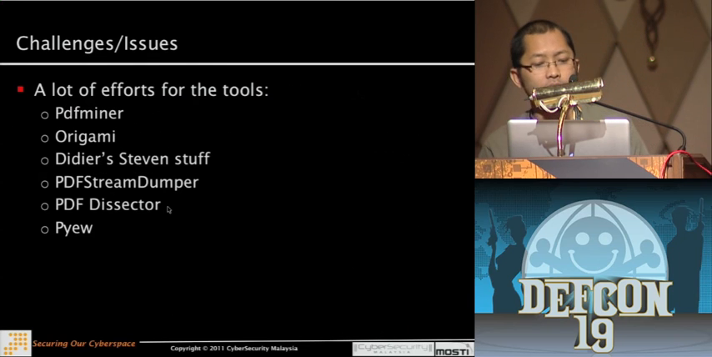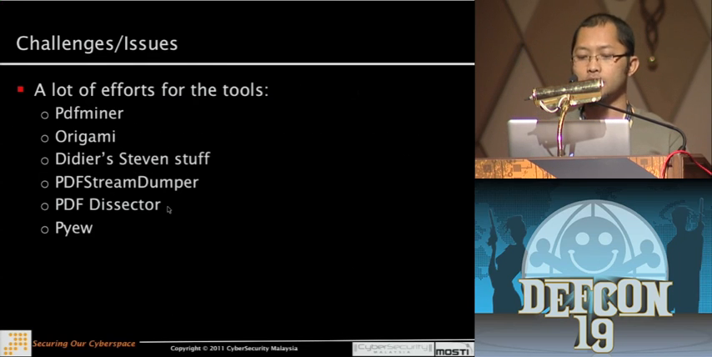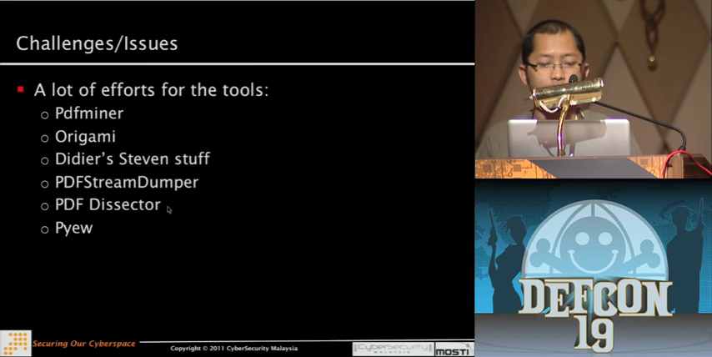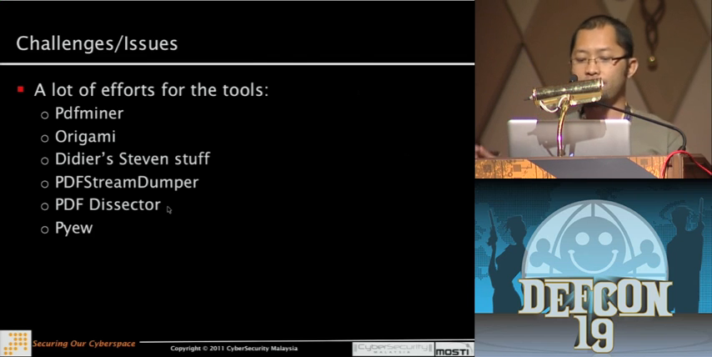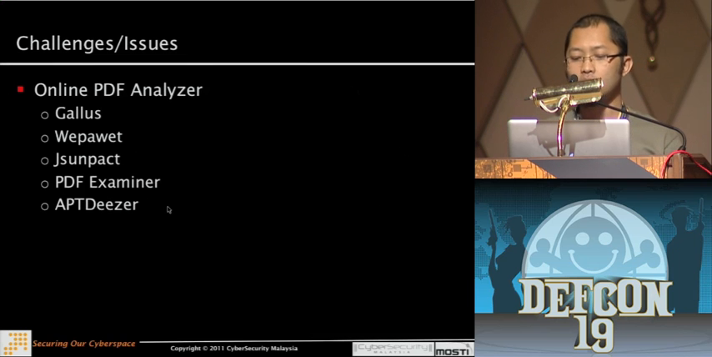Even though there are challenges and issues, I think a lot of effort has been done to translate into tools. Like you have PDFMiner and Origami that can be used as libraries in Python and Ruby, and of course you have the famous Didier Stevens tools, and then PDF Stream Dumper, PDF Dissector, which is commercial I think, and PowerView. And there are also a couple of online PDF analyzers as well.